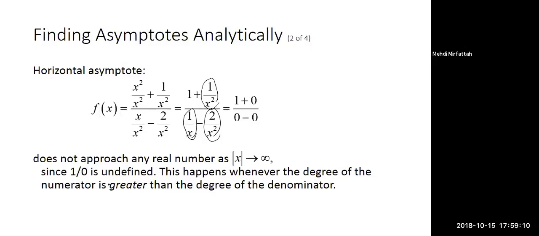And this happens, by the way, you may want to write this in your summary sheet, whenever the degree of the numerator is greater than the degree of the denominator. So remember we had f of x equal to x squared plus 1 over x minus 2. The degree of the numerator is 2, whereas the degree of the denominator is 1. When that happens, you won't have any horizontal asymptote.